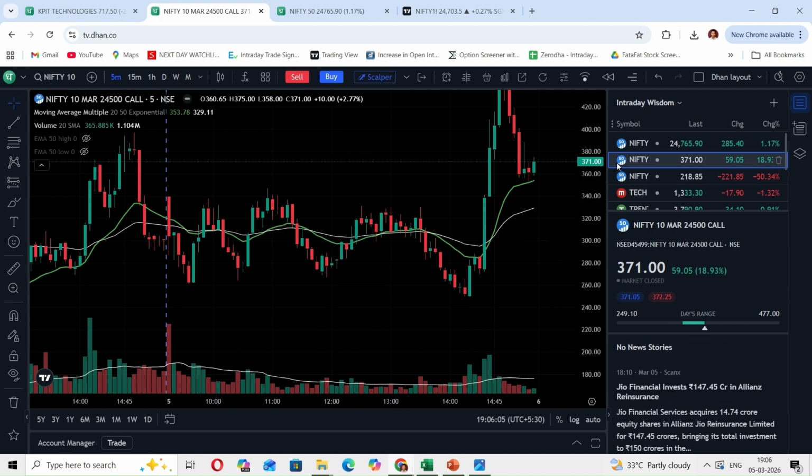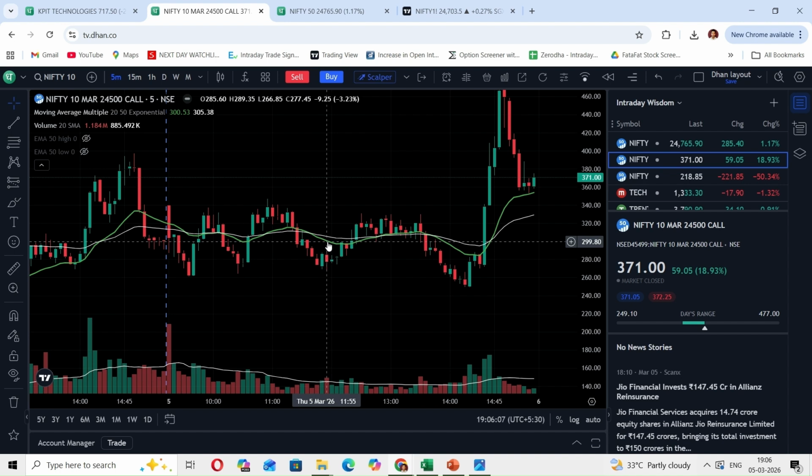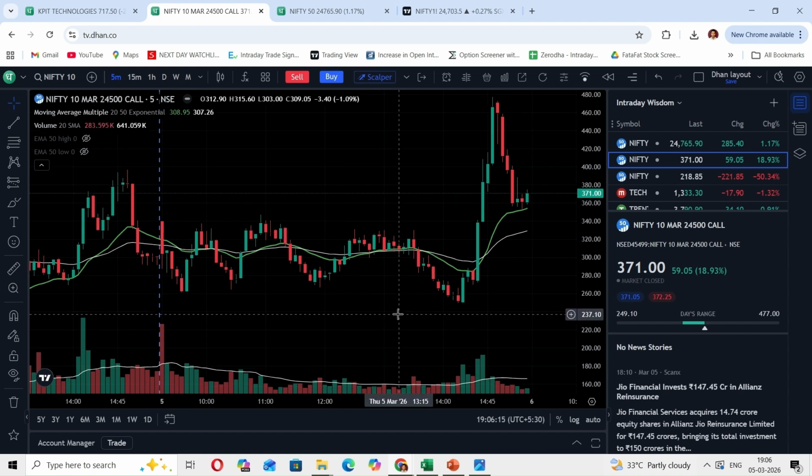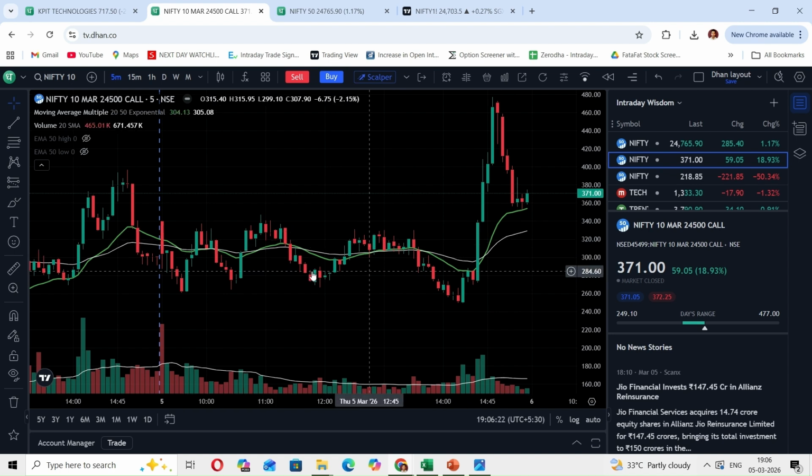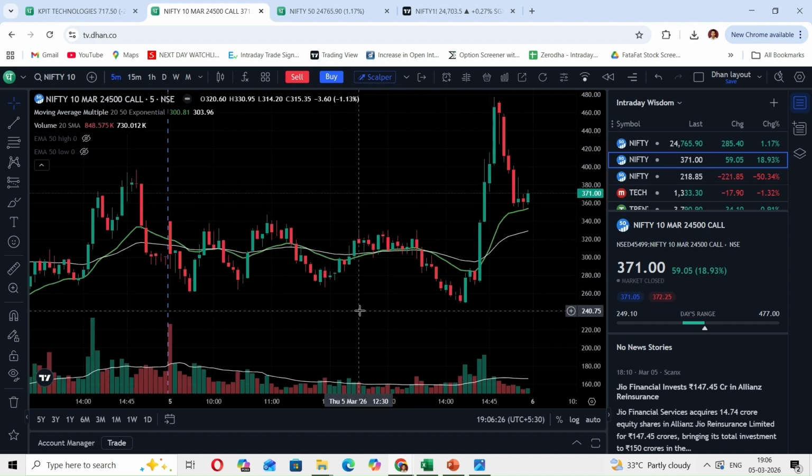So if you see on the call option buying chart, 20 EMA and 50 EMA have never trended perfectly in the upside direction, right? It has started trending upside at the end of the day. See here. But for the whole day, it was totally sideways, right? So there was no trade in case of call option buying.